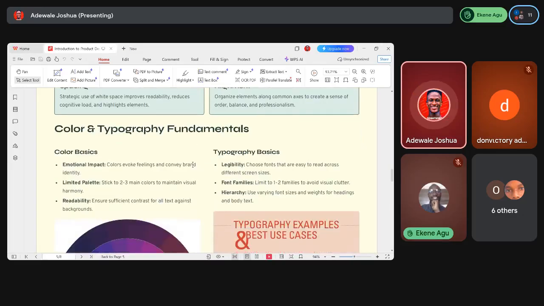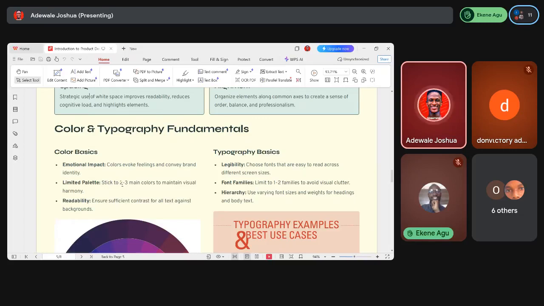Then what are the color and typography fundamentals? Color basics: emotional impact, limited palette, readability. Color evokes feelings, as we all know, and conveys brand identity. Stick to two or three main colors to maintain visual harmony. Don't just load up different colors, pick six, seven colors, and say you are okay.